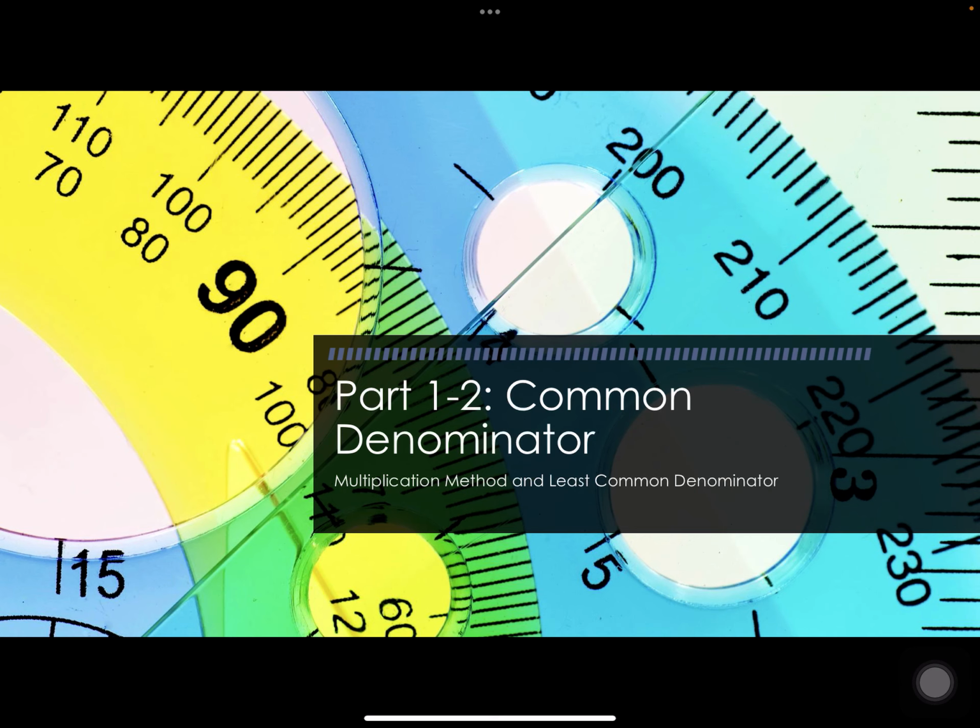Welcome to video number 2 in our fractions unit. Now that we have reviewed some basics of fractions and introduced the golden rule, we're going to learn more about finding a common denominator between two fractions that you're trying to compare. This allows you to decide if one fraction is bigger or smaller than the other, or if they're both equal.